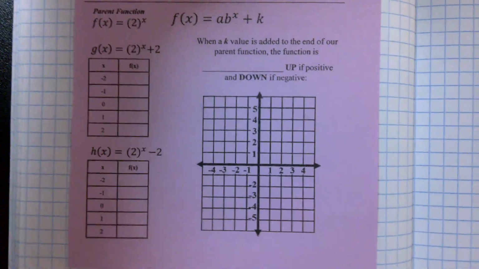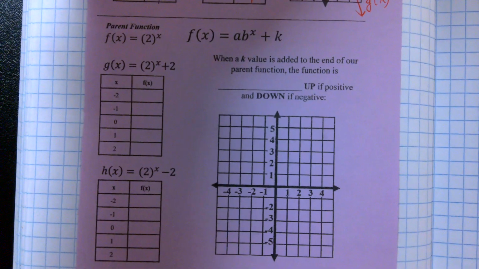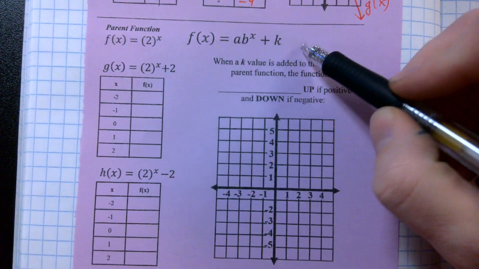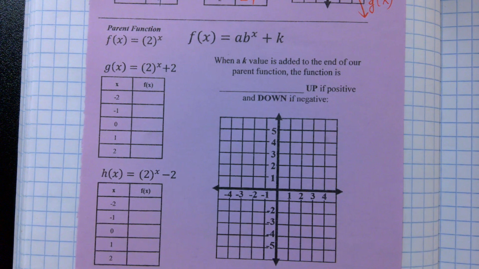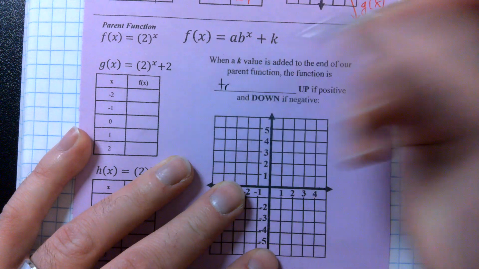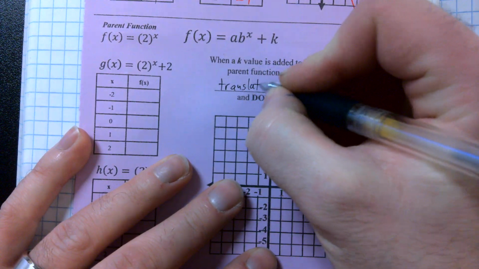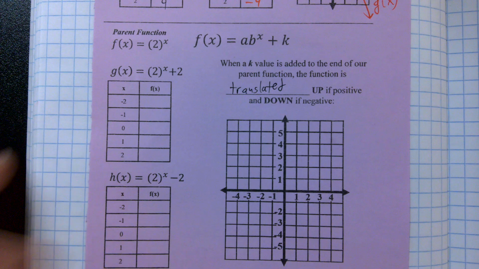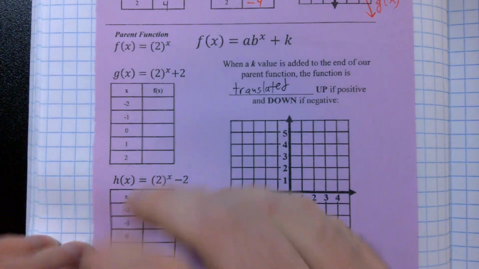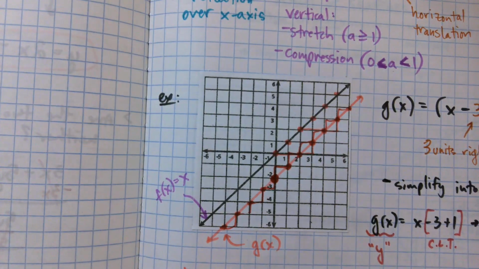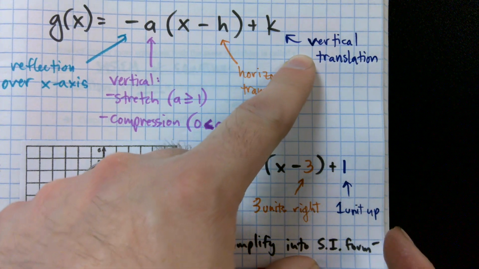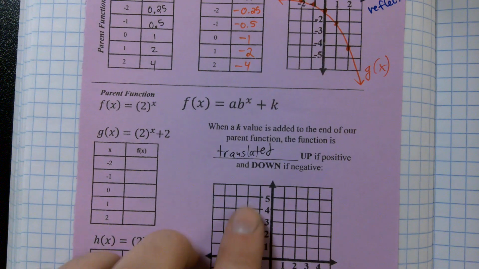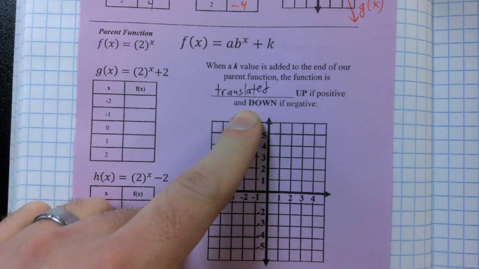Cool. Last but not least, this little k here on the end. So the k value is added to the end of our parent function, and what that tells me is that I'm translating up if I'm adding and down if I'm subtracting. I'll flip back, don't worry. If I go to October 24th, that's right, this plus k on the end is a vertical translation. If I'm going up or down, that's a vertical move.